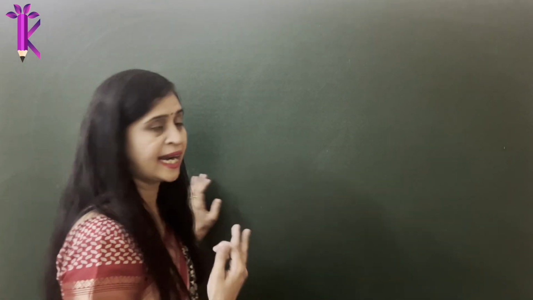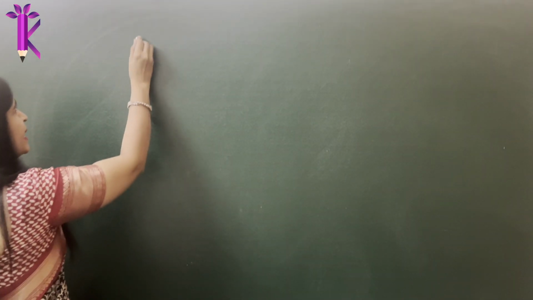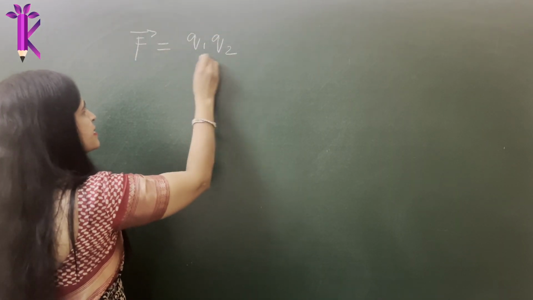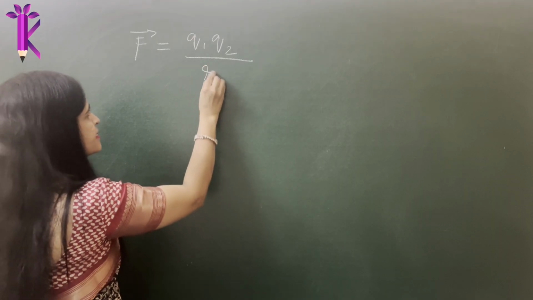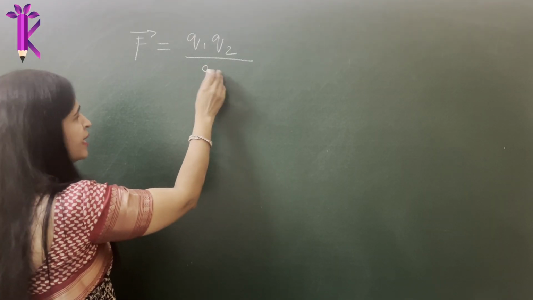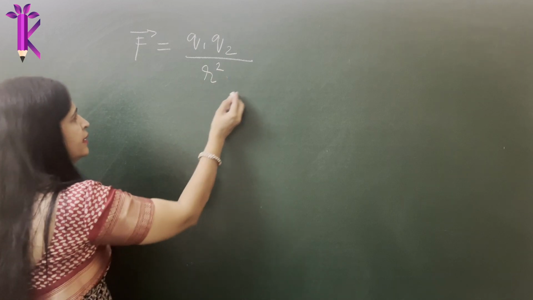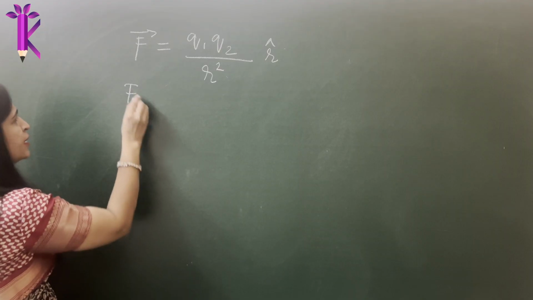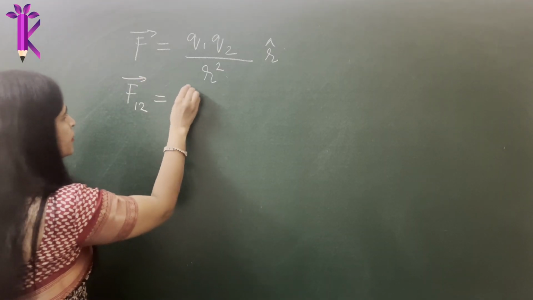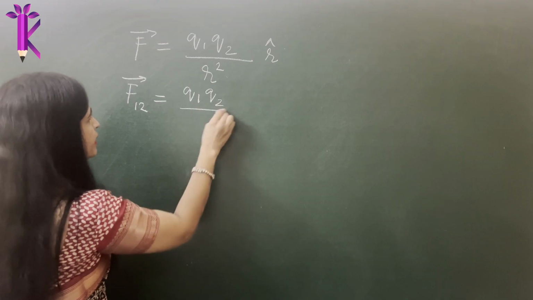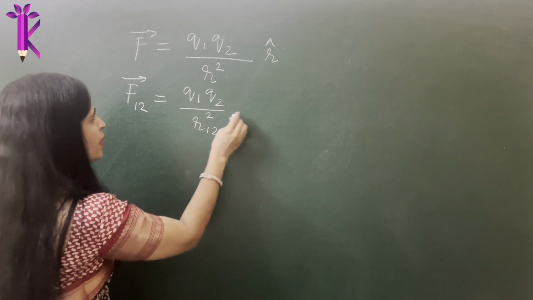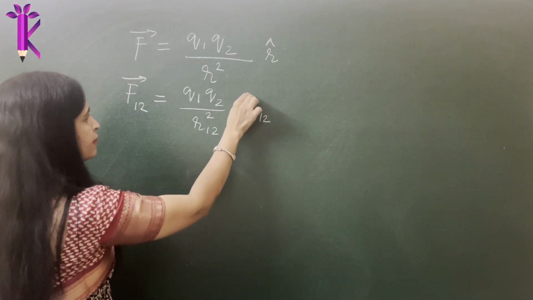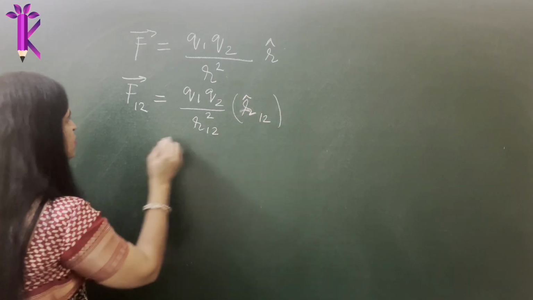In order to write it in vector form, we simply write vector F is equal to Q1 Q2, which has magnitude only and no direction, divided by R square, multiplied by the unit vector, that is R cap. Now for F12, it will be equal to Q1 Q2 divided by R12 whole square, multiplied by the direction. For direction you just write the unit vector. It doesn't alter anything because its value is always 1.